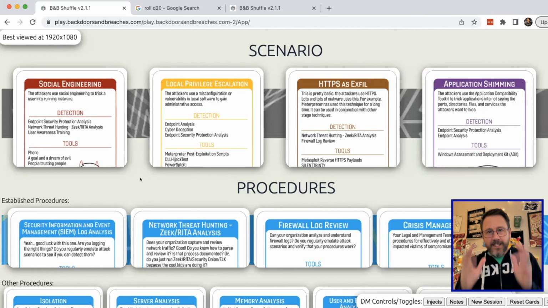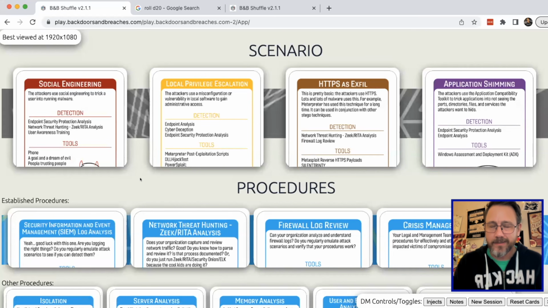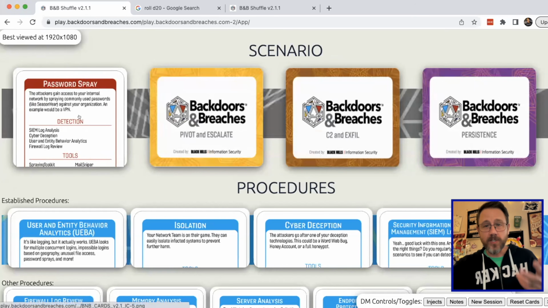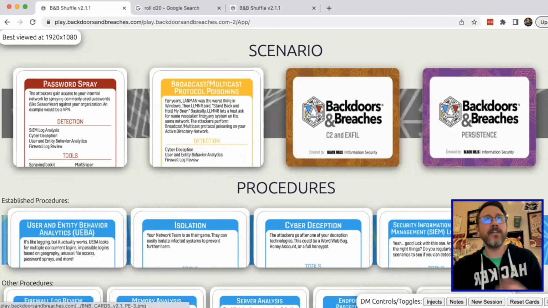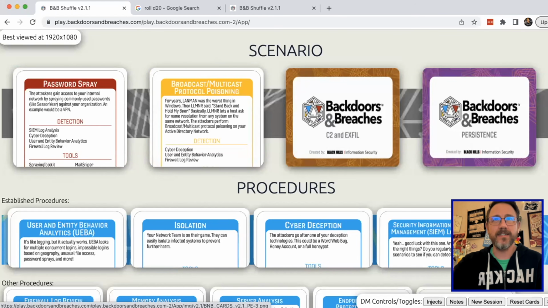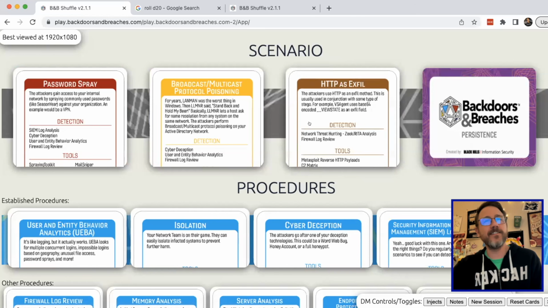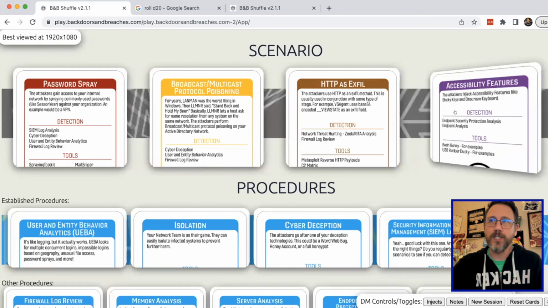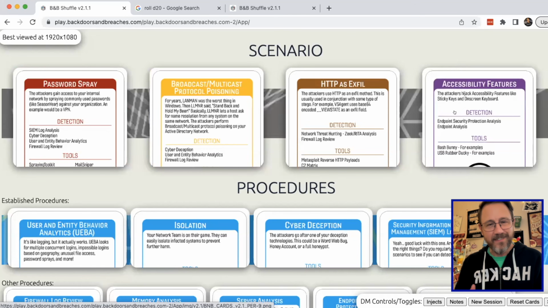This is also for pen testers out there or offensive security people who wonder, how am I going to start my next engagement? Let's see, what am I going to do first? Oh, we could start with a password spray. Oh, and if we can get broadcast multicast protocol poisoning to work, that'd be sweet. Oh, let's see if we can get HTTP as my exfiltration channel. Oh, and accessibility features. Oh, well, I need physical access. If I need physical access, how do I get physical access? So maybe this becomes your can-I-do-Mission-Impossible challenge.